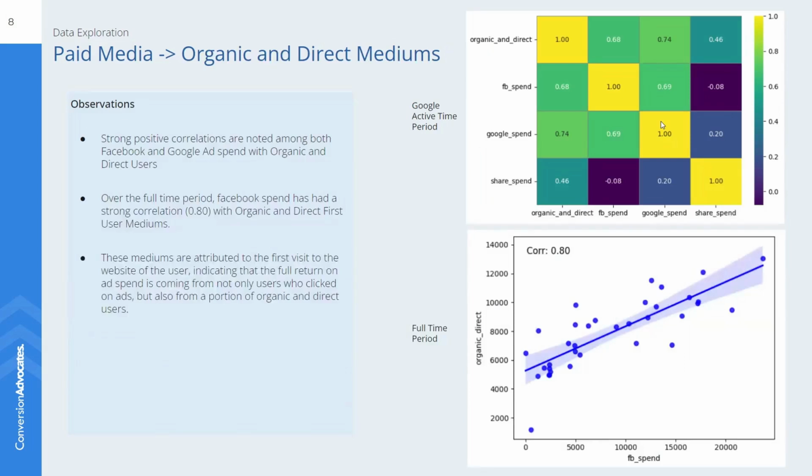One super interesting finding from doing this analysis and just looking at correlations is that Facebook spend and Google Ad spend are also highly correlated with first user mediums from Google Organic and Direct. So this is not users that clicked on an ad. These are users that found the site for the first time, either typing it in directly or going to Google search. But you can certainly see that the more this client spent on Facebook and Google Ads, the more users increased from Google Organic and Direct.